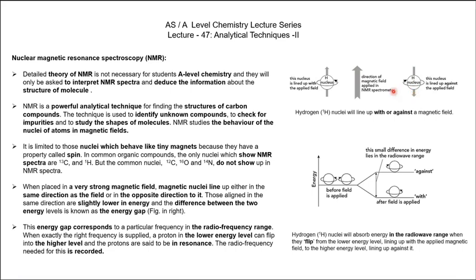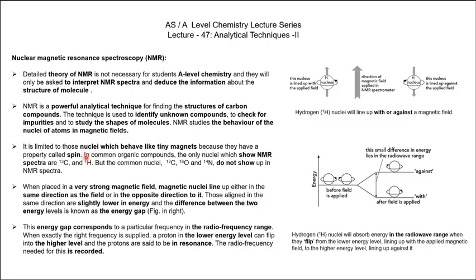We will take advantage of this to see how we can explain the structure. So what sort of limitation do we have in NMR? Nuclei behave like tiny magnets because they have a property called spin. We did discuss spin in atomic structure.